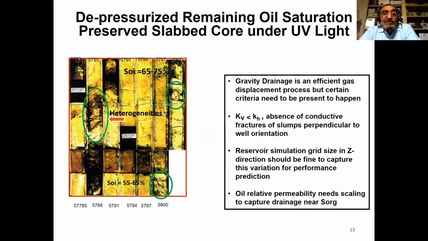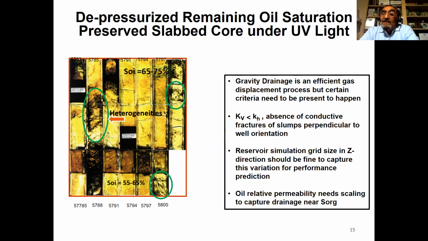Nobody studied this. What is controlling this part of the rock that is not swept properly? Can we come up with a recovery mechanism to do this, even though in this very stable gravity drainage process, we couldn't get this remaining oil saturation to be very low? So the point is that even though gravity drainage is an efficient gas displacement process, certain criteria need to be present for it to take place. First of all, you should have vertical permeability lower than horizontal.